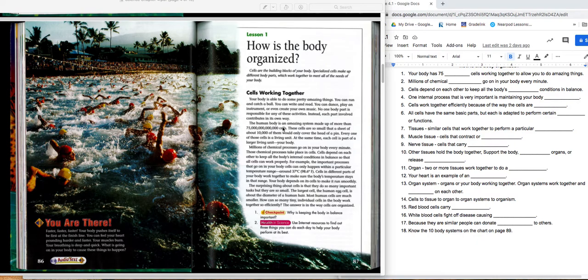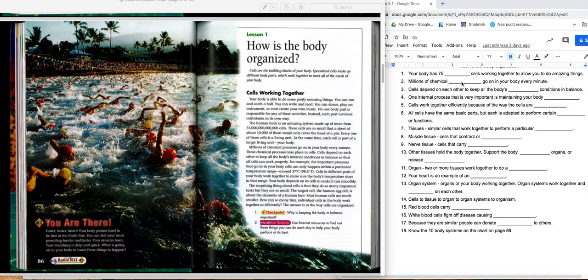The human body is an amazing system made up of more than 75 units, thousands, millions, billions, trillions. Your body has about 75 trillion cells. These cells are so small that a sheet of about 10,000 of them would only cover the head of a pin. Every one of these cells is a living unit, which we've been talking about for 2 chapters. At the same time, each cell is part of a larger living unit, which is you.